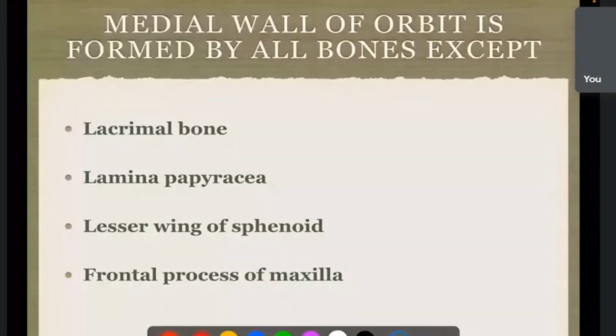Medial wall of the orbit is formed by all the bones except? The lesser wing of sphenoid. It is forming part of the roof. Yes. So what is lamina papyracea? Orbital plate of ethmoid. Very good. The orbital plate of ethmoid bone is otherwise called lamina papyracea.